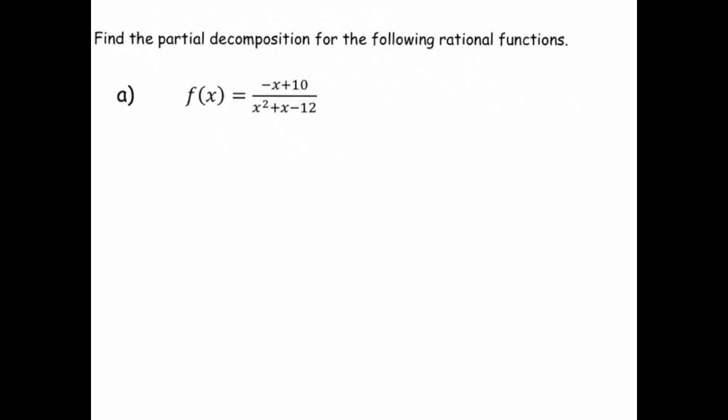Now that we know how the setup should look, let's actually solve and complete the decomposition. So I notice in this example that the denominator can factor into x minus 3 times x plus 4. And we know that means I can rewrite that as a over x minus 3 plus b over x plus 4.